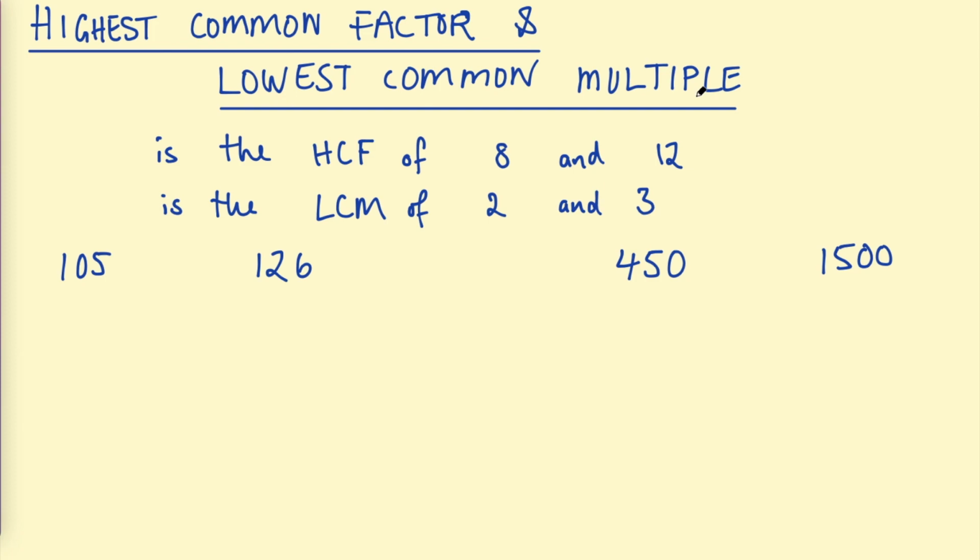In this video, we're going to look at a process you can use to find the highest common factor and lowest common multiple of any pair of numbers. So I'm going to go through these pairs, 105 and 126 and 450 and 1500.